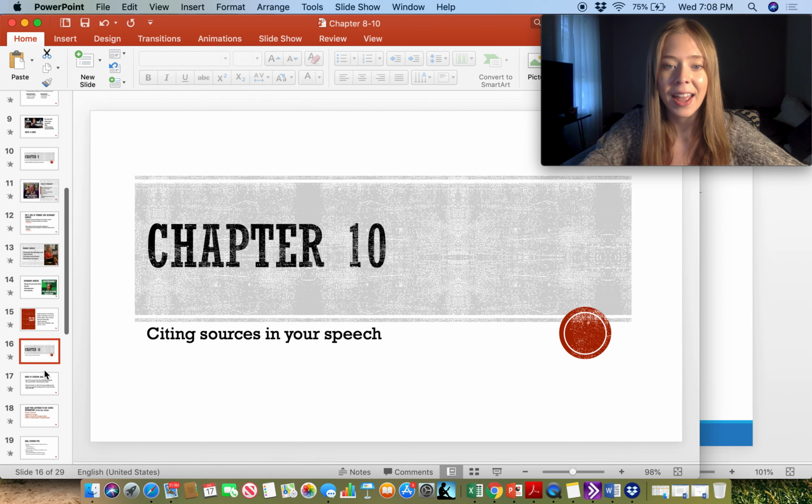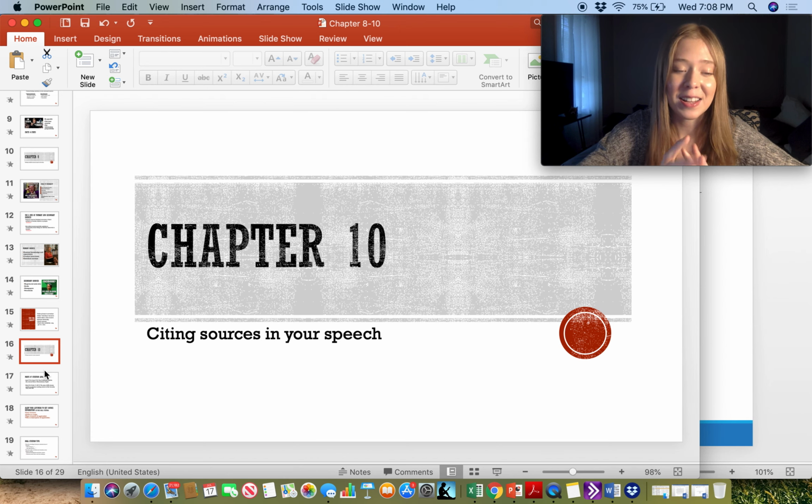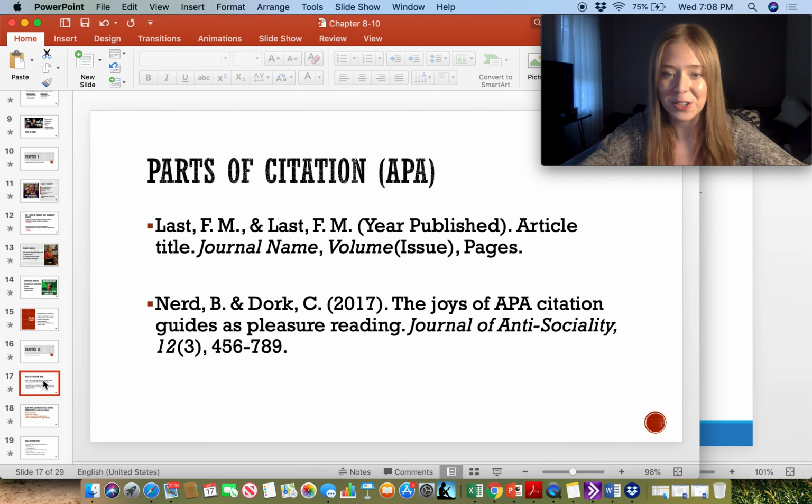And finally, Chapter 10 is citing sources in your speeches. I know this is not necessarily the most fun thing to talk about, but it's important, especially to be ethical public speakers. You must cite your sources or it is plagiarism. So that's important to note, and we're going to talk about how to do that.